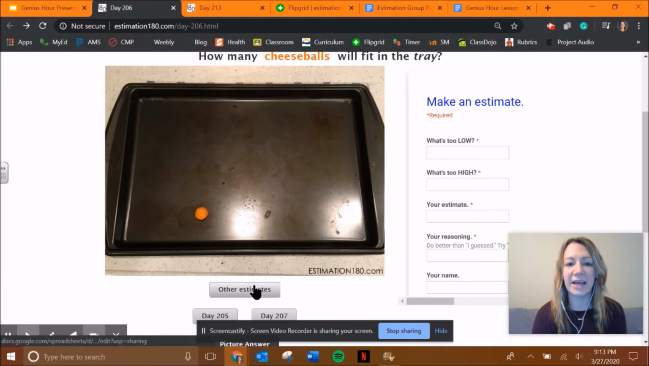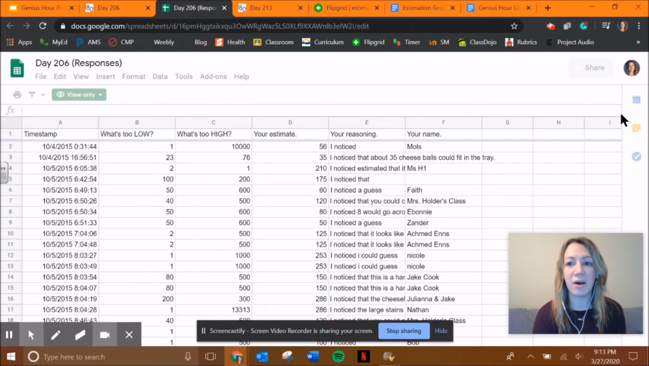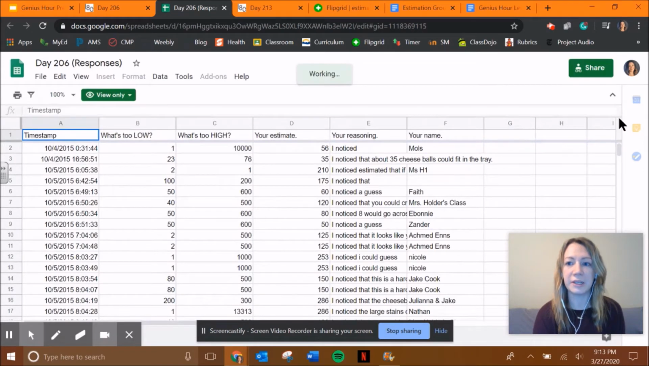Once done, they can look at other estimates, and it's going to bring up a page that has all the other estimates of people all around the world that have done the same activity. So they can see what's too low, what's too high, what's a good estimate, and what's the reasoning behind it. This will show the kids both mathematical vocabulary and some strategies that they might not have already used.